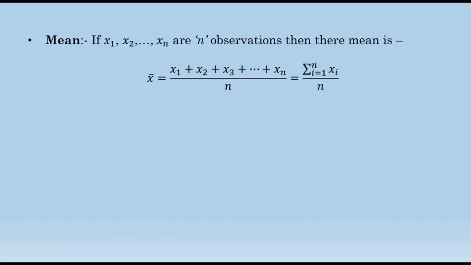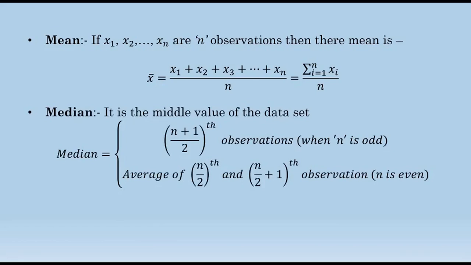So let us look into the theory of mean. That is basically the arithmetic mean. The definition of mean is: if x1, x2, ..., xn are n observations, then their arithmetic mean, or mean, x bar, is equal to x1 plus x2 plus up to xn divided by n. Or simply we can write summation xi divided by n.